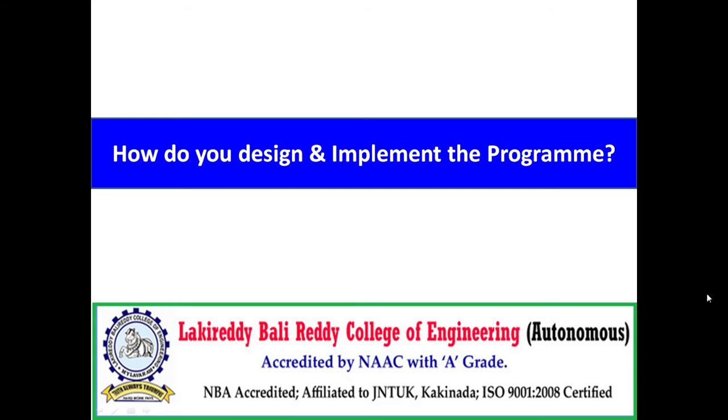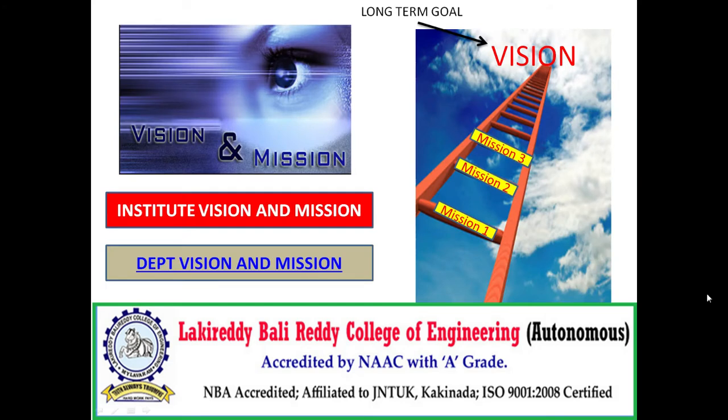Before discussing the design and implementation of the program, first of all we should know the terms: vision, mission, PEOs and POs. The new faculty may not know the exact meaning of the PEOs and POs or vision and mission. That's why we are giving some examples. A vision is a future state. It shows the picture of what your organization wants to achieve over time. So the vision is a long-term goal to achieve over a long time.